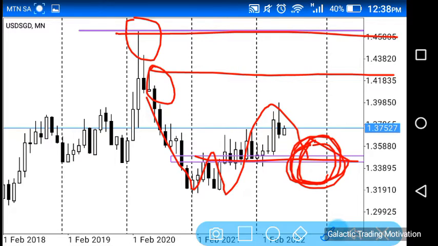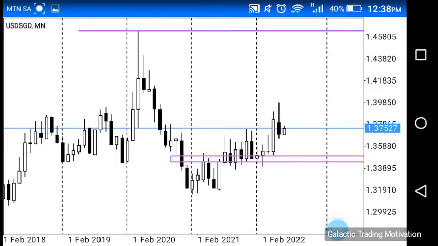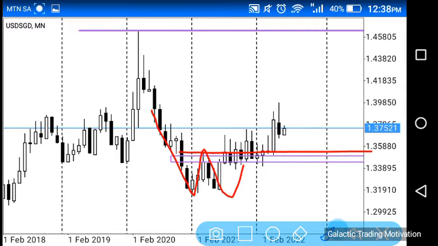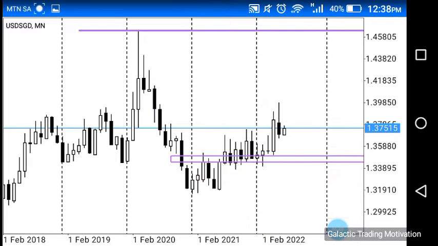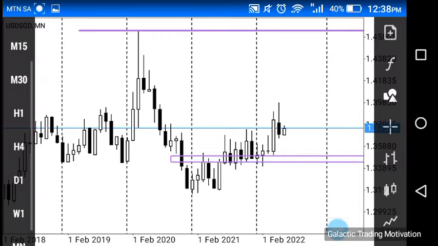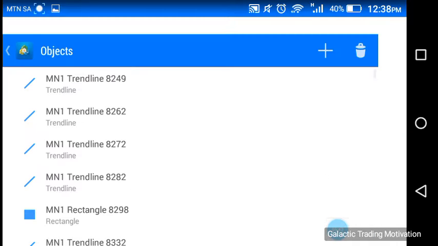So let's continue. The next thing that I'm going to do at this point in time is add my Fibonacci retracement tool, just to see if this particular neckline of this W aligns with any of the key levels that we have on the Fibonacci retracement tool. So please bear with me, guys.